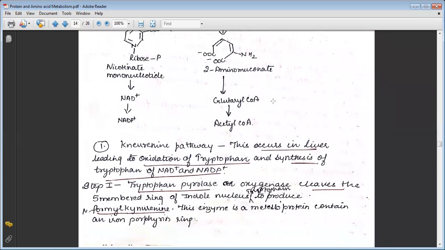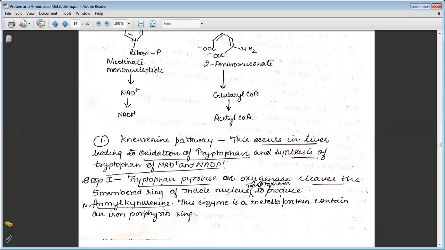The first reaction is also known as the kynurenine pathway. This occurs in liver, leading to oxidation of tryptophan and synthesis of NAD plus and NADP plus. Step 1 is tryptophan pyrrolase. Oxygenase cleaves the 5-membered ring of the indole nucleus of tryptophan to produce N-formyl kynurenine.